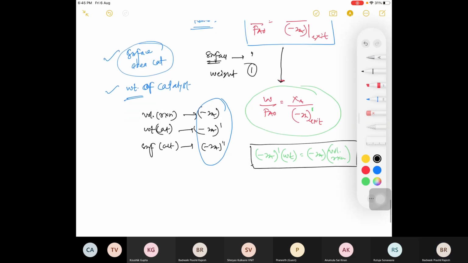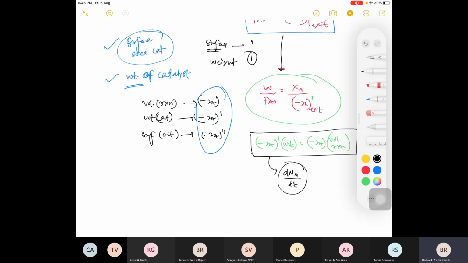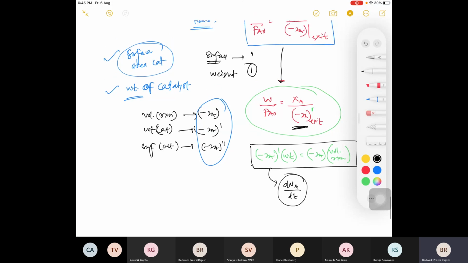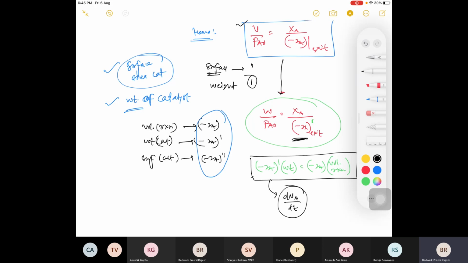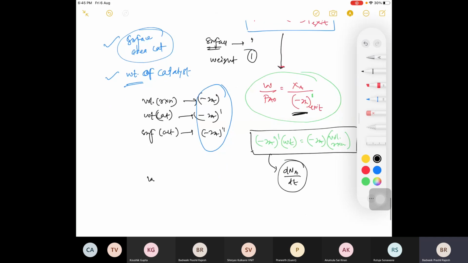Now you can convert anything, and this is equivalent to dN_A/dt, right? From the first class we are writing this. So you can have interconversions between the two. Now suppose I want to replace this in terms of minus r_A, how can I do it?